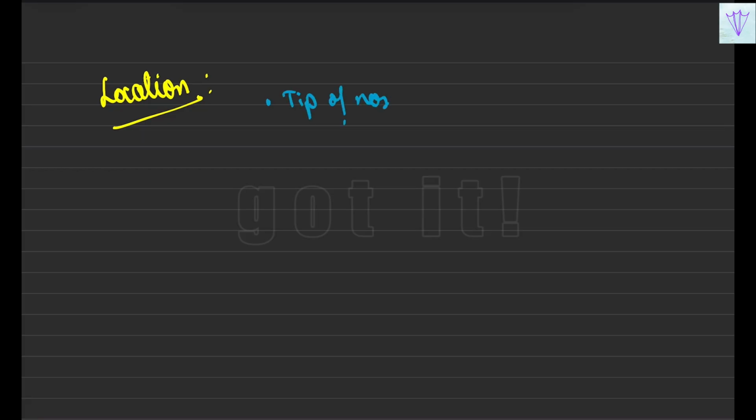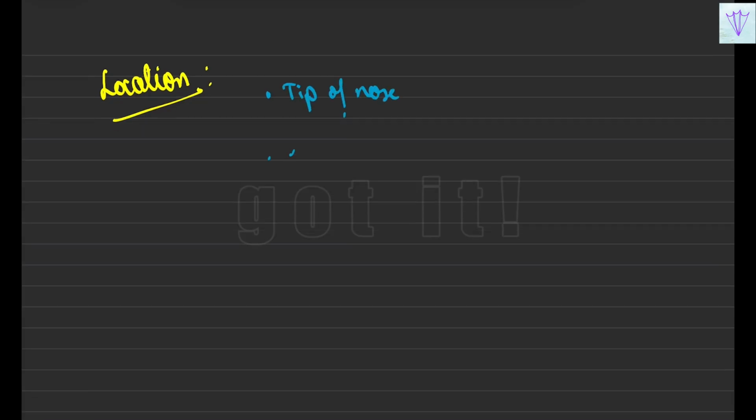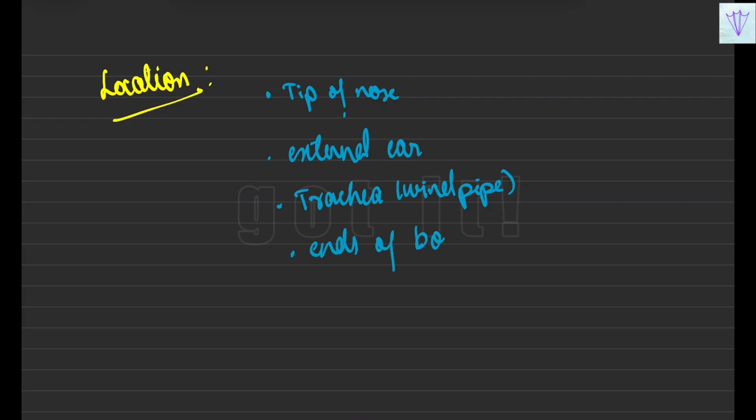So now, speaking of the location of this, since they form the framework, they are found in the tip of nose, external ear, trachea, that is the windpipe, and the ends of bones. This is the location of this.